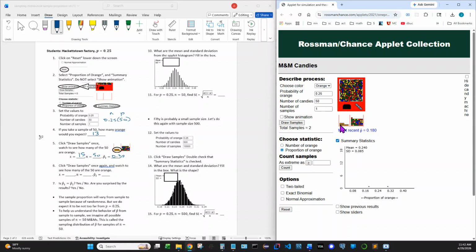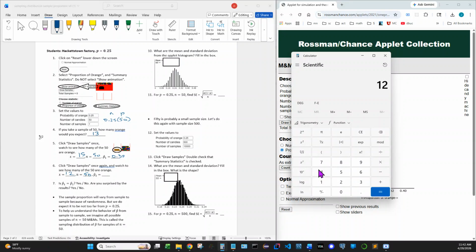This time we had 2, 4, 6, 7, 8, 9. So I'm just looking at the orange here over on the side. So again, 9, 10, 11, 12. Okay, so this time we had 12. We were expecting 13. We got 12. Is that a problem? Okay, so again, we pull out the calculator. We go 12 divided by 50, 0.24.